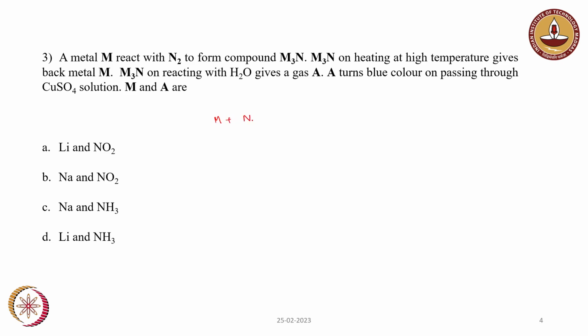M plus N2 giving M3N. So this is reduction of nitrogen from 0 state to minus 3 state. In group 1 elements, only lithium reduces nitrogen to form M3N. So 6 lithium will react with 1 nitrogen molecule to give 2 molecules of Li3N.